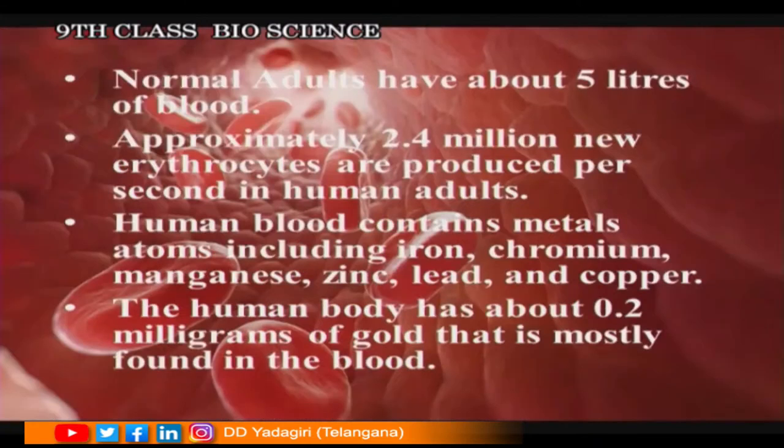The human body manufactures around 17 million red blood cells per second. So, children, normal adults have around 5 liters of blood. So, how much blood do we have in our body? We have 5 liters of blood. Children, approximately 2.4 million new erythrocytes.